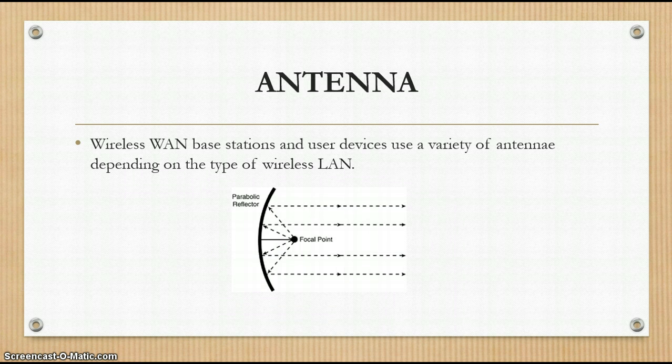For the antenna, wireless WAN base stations and user devices use a variety of antennas depending on the type of wireless WAN. For cellular systems, the antenna on the user device is generally omnidirectional. Cell towers generally have multiple directional antennas. However, they cover a distance. A satellite user has a dish antenna with characteristics as shown in the figure.